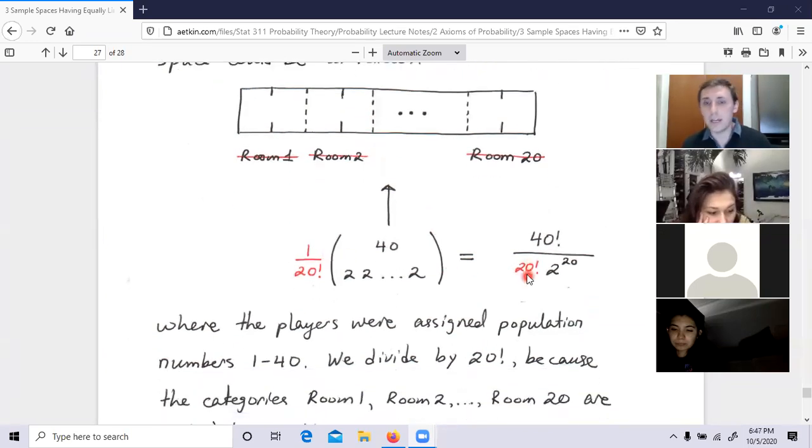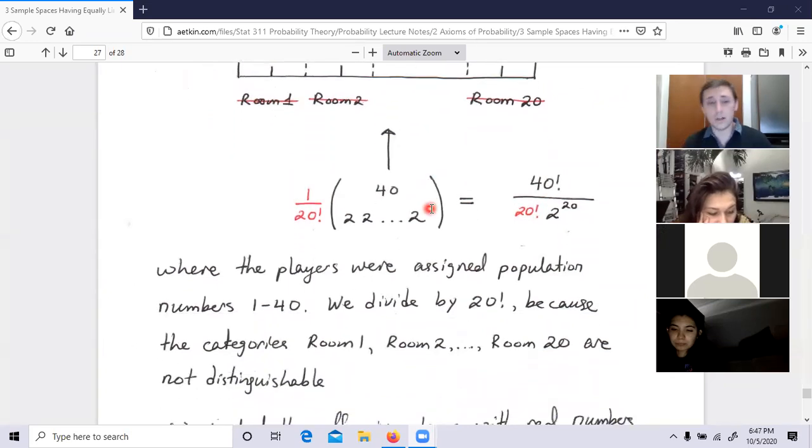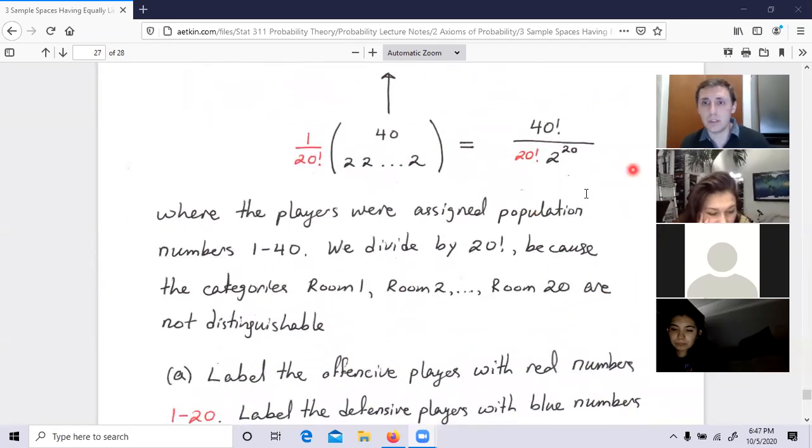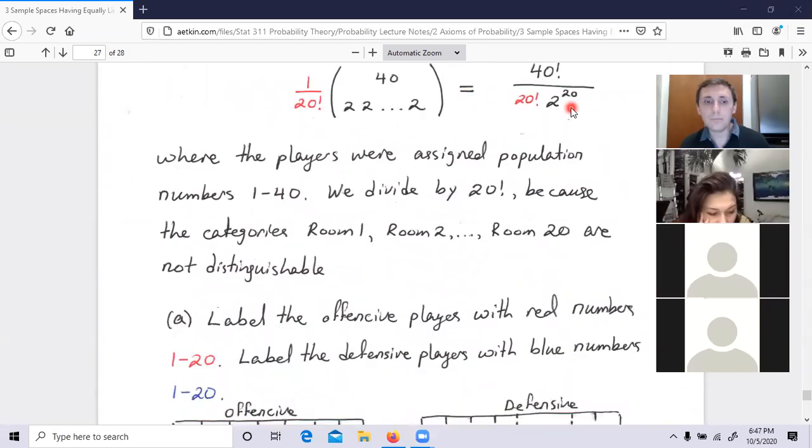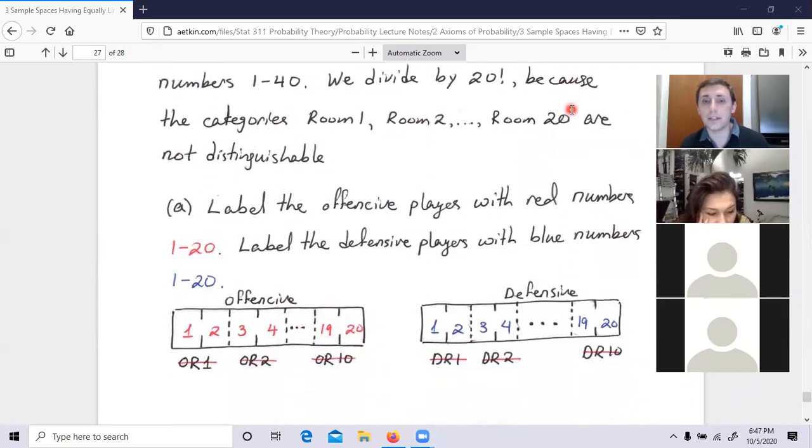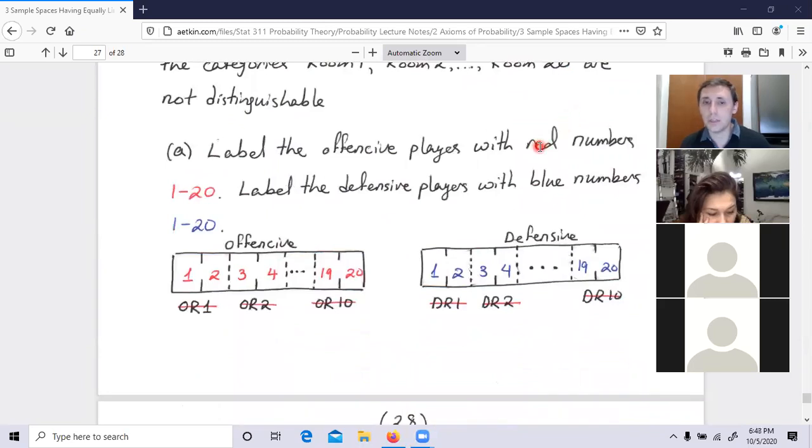So that's why I divide by 20 factorial once I cross it out. So now let's consider the document for part A. Here is the document that I imagine. So we have offensive document and defensive document here. And initially I have offensive room 1, offensive room 2, etc. 10 rooms for the offensive team, and for the defensive team, there are 10 rooms.